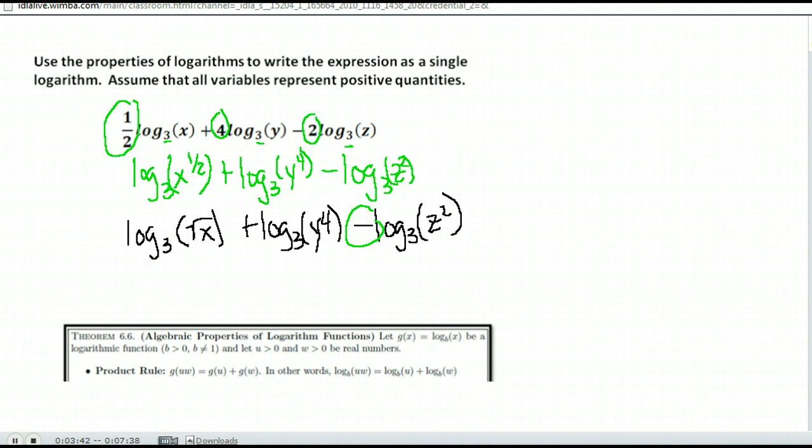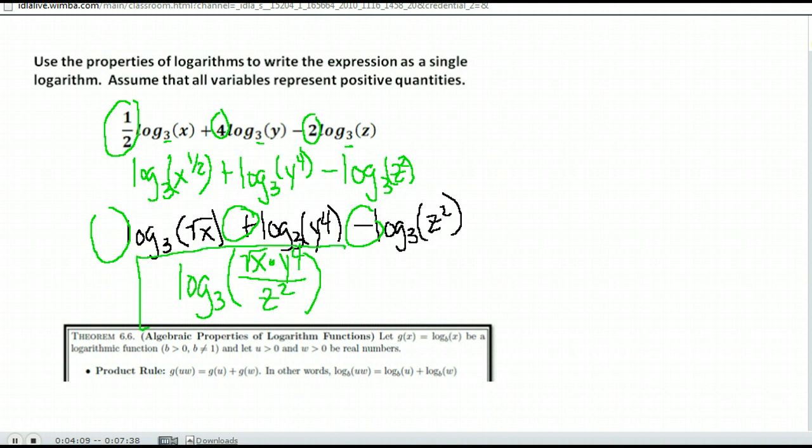So the z squared is subtracted. That will be in the bottom of our fraction. The square root of x is positive in front here, and the y to the 4th is positive in front of that. So those will both be in the top with multiplication. So we have log base 3 of the square root of x times y to the 4th all over z squared. And that is our single logarithm.